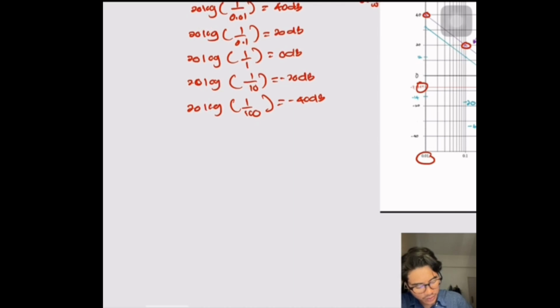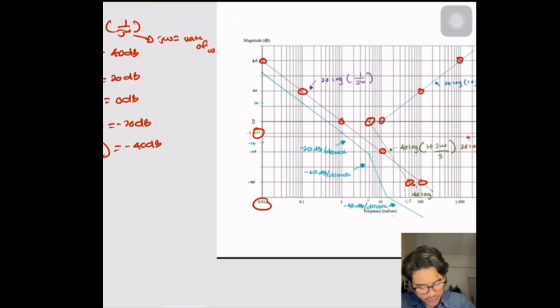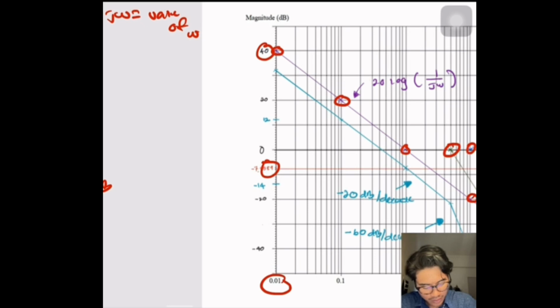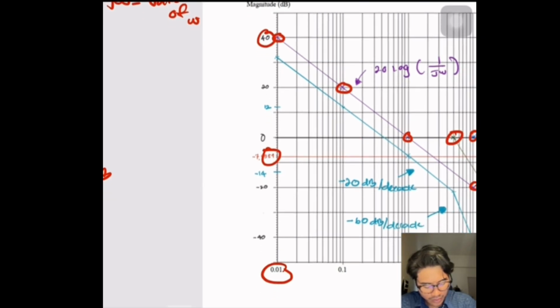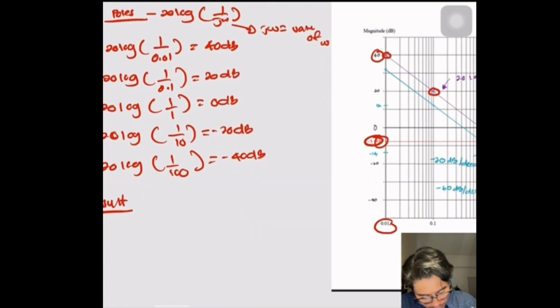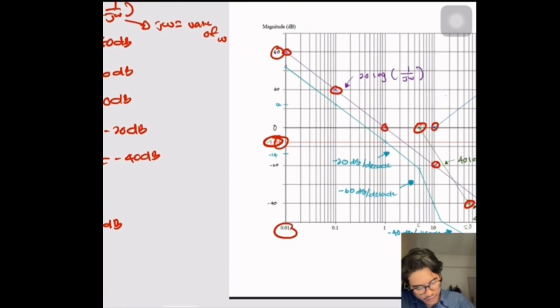To find the total result, we must total the value for each part. First, 40 plus negative 7.96. We get 32.04 dB. Okay, we plot at this point.